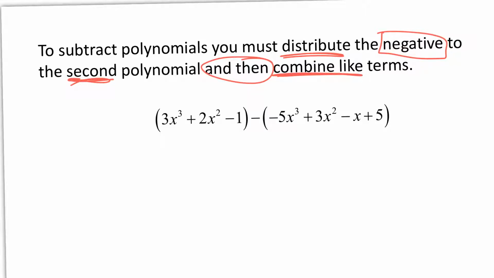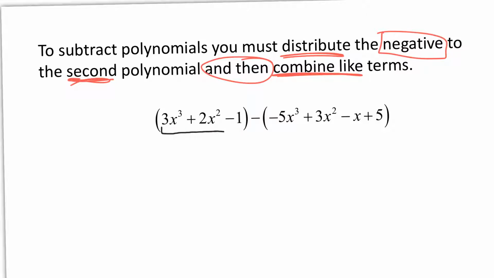So you guys see the minus in between the two polynomials. 3x cubed plus 2x squared minus 1 minus, you're subtracting, there's a minus in between the parentheses, negative 5x cubed plus 3x squared minus x plus 5. So you guys are going to distribute this minus to the second parenthesis, okay? Now this one, there's no minus outside. So this polynomial is going to stay the same, and you guys need to bring that one down, okay?